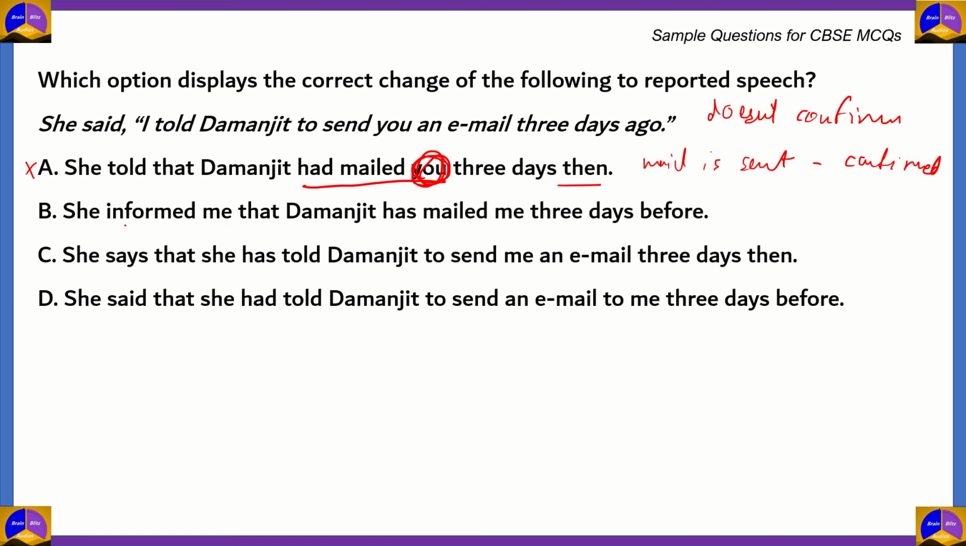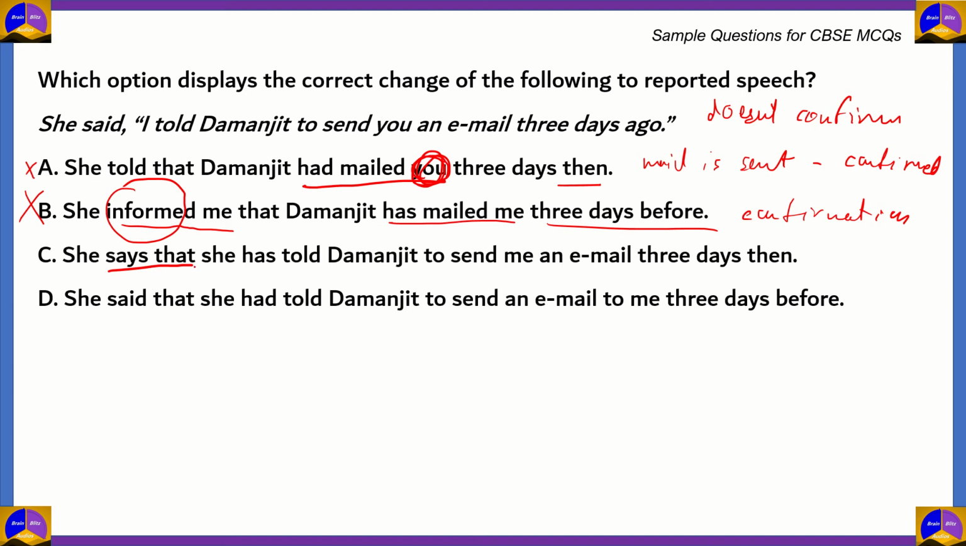Now, option B. She informed me that Damanjit has mailed me 3 days before. So again, the same problem. There is a confirmation of the action. However, the statement does not confirm. And again, another problem is that the word has been changed here. So therefore, option B is incorrect. What about option C?